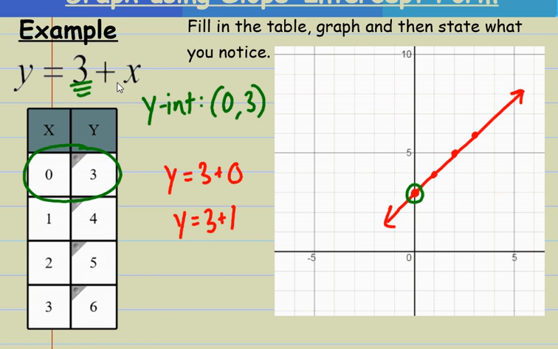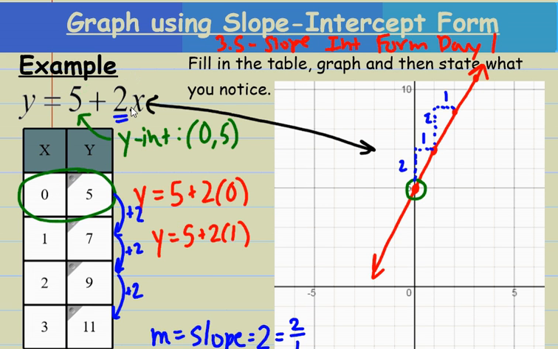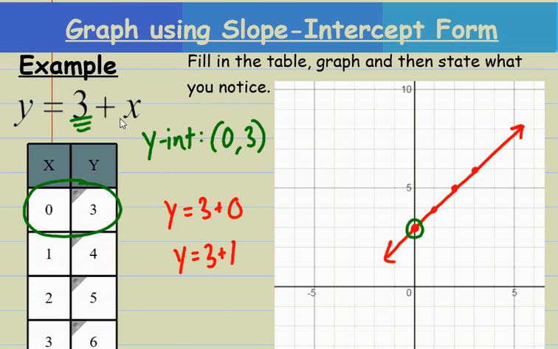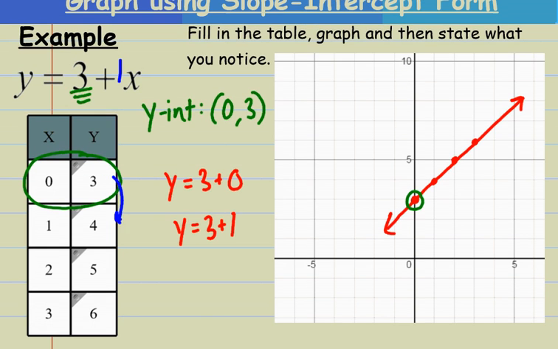Now, what number is in front of the x? Well, in the last one, it was obviously a 2. In this one, there is a number in front of x. It's just not explicitly written, but it's a 1. Where does that 1 show up in my table? Well, it's how my y's are changing every single time my x's go up by 1. Well, that's plus 1, plus 1, plus 1. That's my slope.